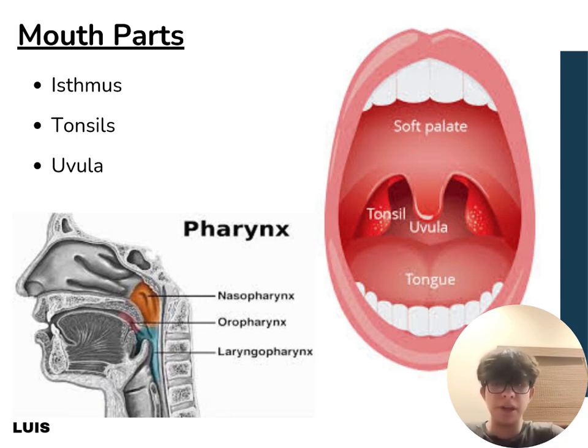And the pharynx, as you can see, is divided in three parts. The nasopharynx, which is behind the nose and connects the tube. The oropharynx, behind the mouth, is where the air and food cross, and the laryngopharynx, which directs food into the esophagus and air into the larynx.